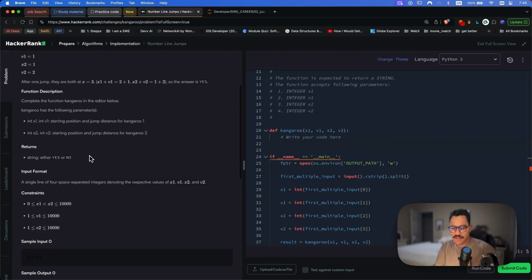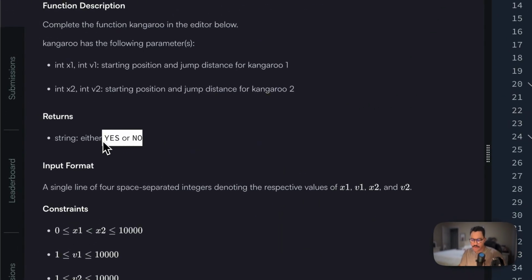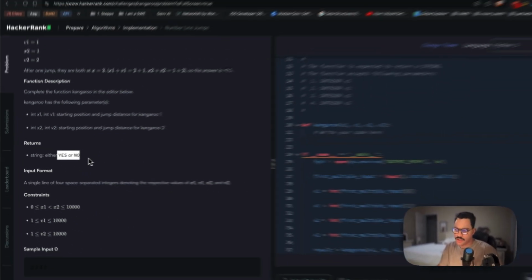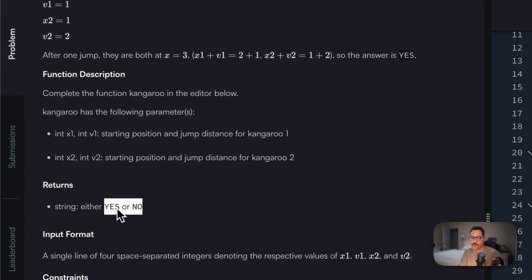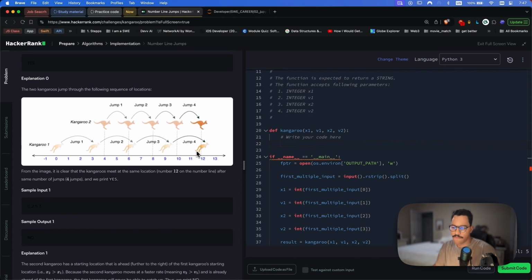So since we're printing yes and no, I can already tell that we're gonna be covering conditions and especially Boolean values, or not necessarily Boolean values, but that's basically what we have to produce. It's good that we don't have to, for instance, print the position where they meet, right? This number right here. It would be a different type of function. But for now, we just have to determine if at some point in the infinite future they'll meet, right?